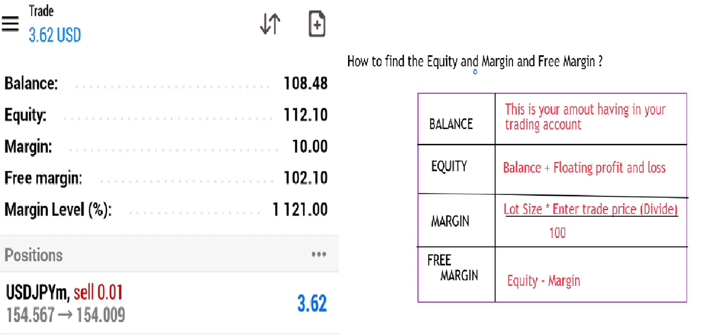What is equity? Equity is equal to balance plus floating profit and loss. What is my balance? $108. What is my floating profit and loss? My profit is $3.62, you can see in this image. This is my profit. Add this: balance is equal to 108, my floating profit is equal to $3.62, so my equity is equal to $112.